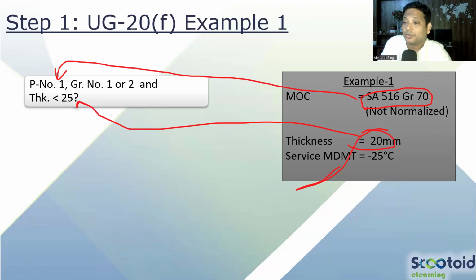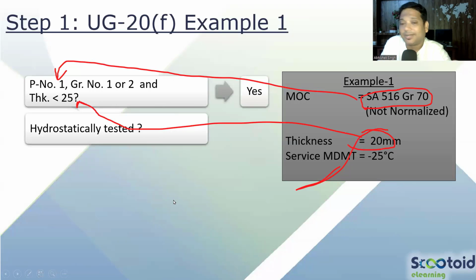Yeah. So if my material 516 is P number 1, group number 1, and the thickness is less than 25, that condition is satisfied for the example which we have taken. Okay. So we'll say, yes, it is satisfied. Now we'll go to the second one. If the first one is satisfied, then only I can go to the second one. If the first one is not satisfied, then I'll stop there itself. Okay. And I'll look for other clauses which may give some relaxation.